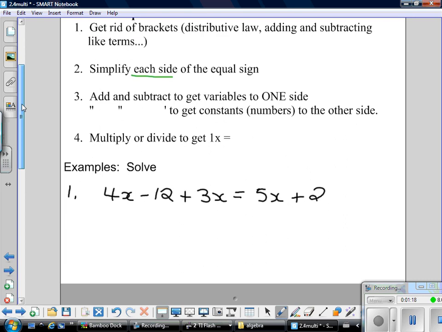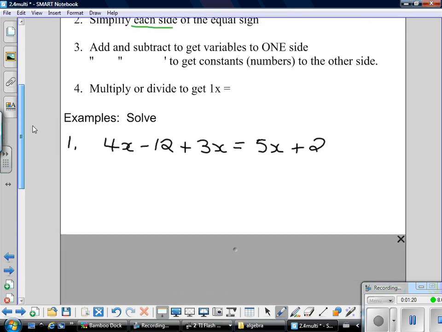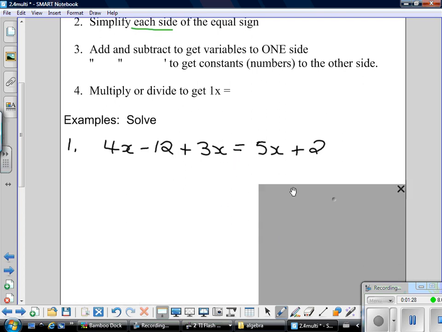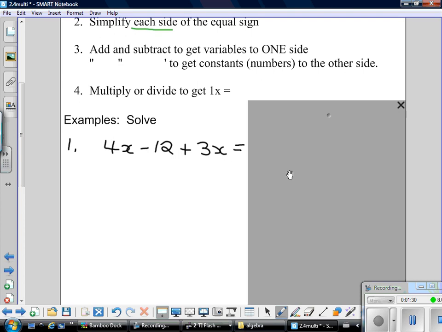So first of all, I don't have any brackets, so I don't have to worry about that. The next step is very important. Simplify each side of the equal sign. So it's like having two types of questions in a sense. So I want to simplify this side first, so I'm just covering up the other side. So what terms go together? Well, this 4x and this positive 3x go together. So that's 7x. And my negative 12 doesn't belong to anything. Okay, so I have simplified that side.